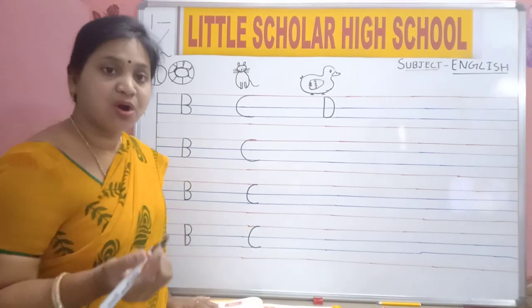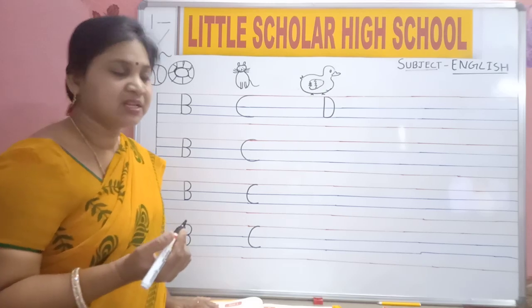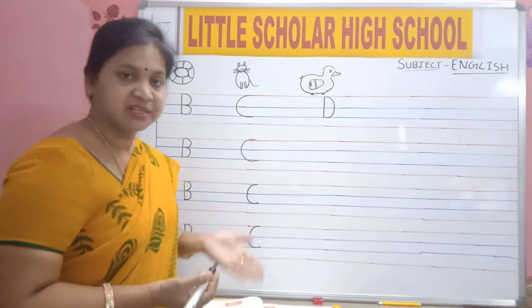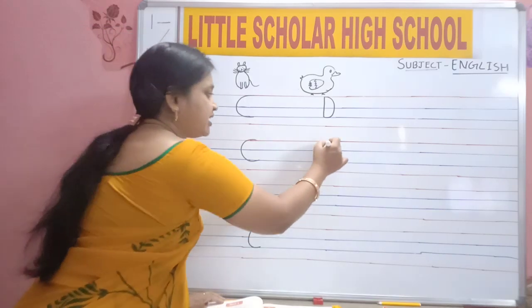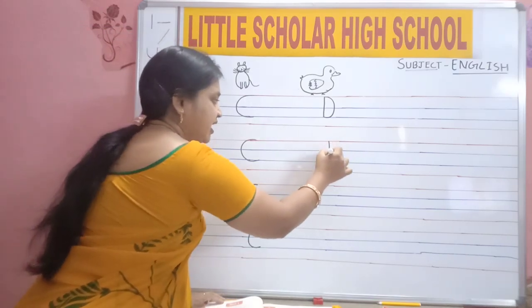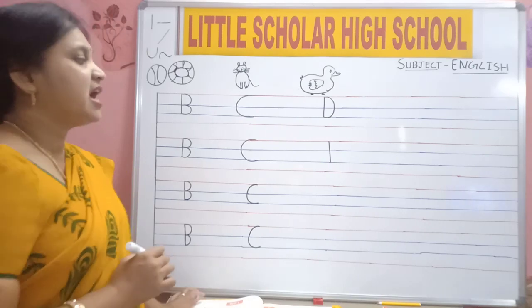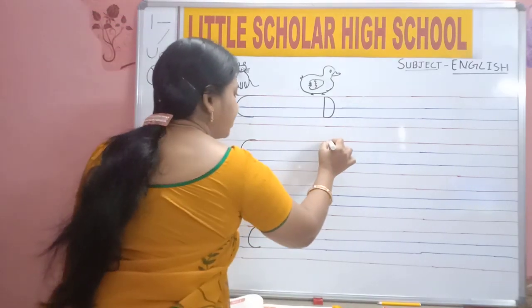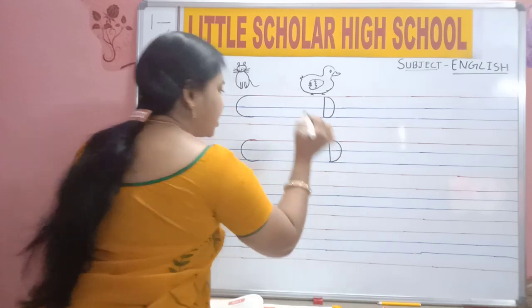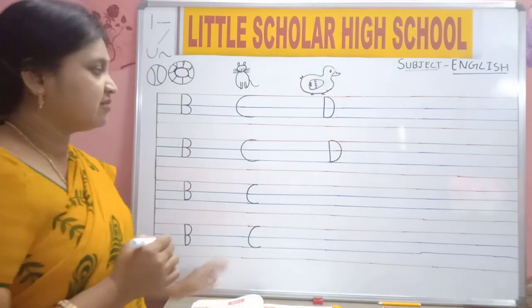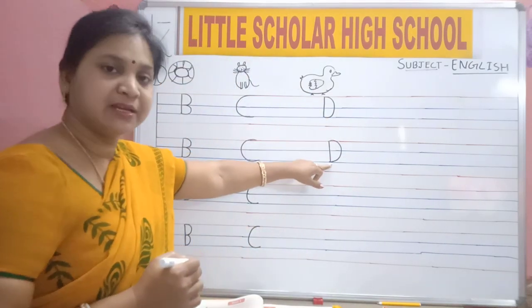D for doll. Do you all like to play with a doll? Yes. D for duck. D for doll. Once again, shall we write D? See. One straight standing line. And one big curve from the red line to the second blue line.